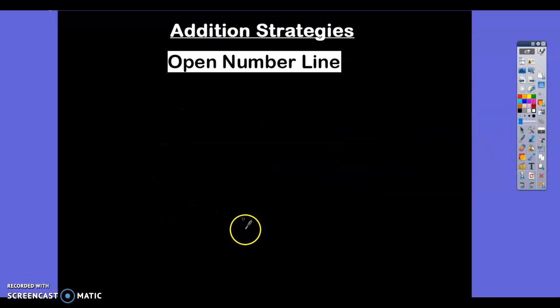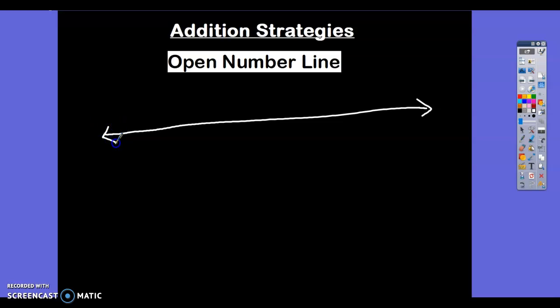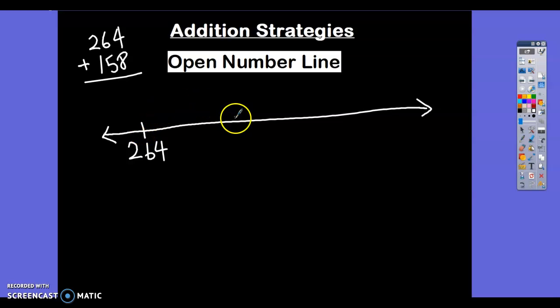Next, we are going to talk about open number line. We always start with a number line. And the problem is the same, 264, and we are going to add 158 to it. Open number line can enable students to add easily even without regrouping. They can break down the add-in any way they want.